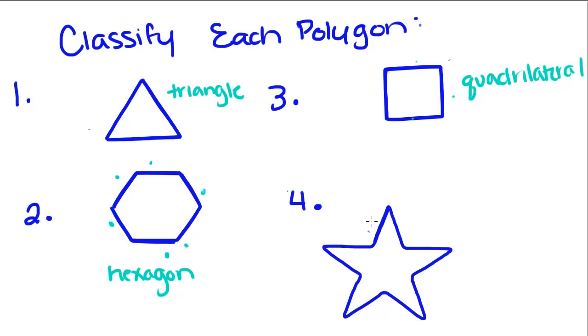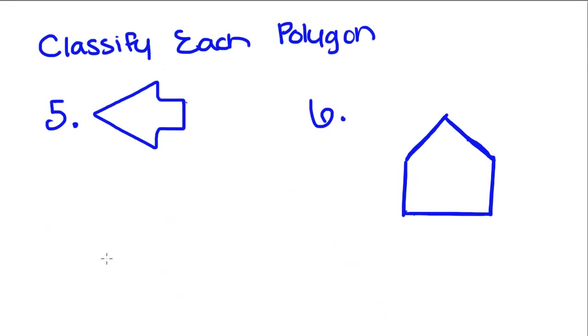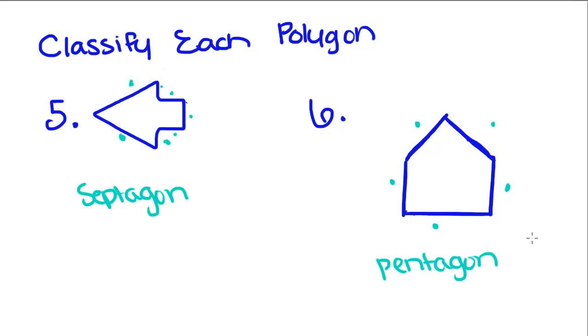So this has 1, 2, 3, 4, 5, 6, 7, 8, 9, 10. So this is a decagon because it has 10 sides. This has 1, 2, 3, 4, 5, 6, 7. So it's called a septagon. And lastly, this has 3, 4, 5 sides. So it's called a pentagon.